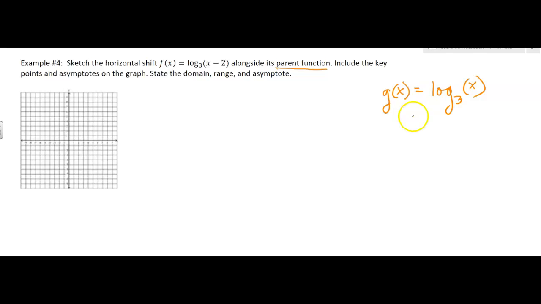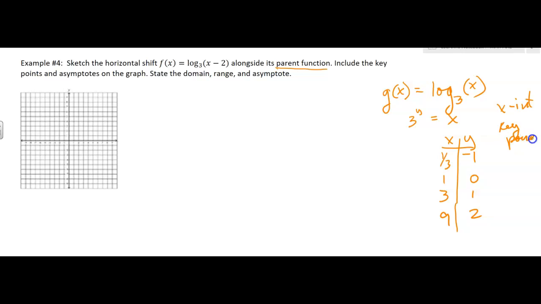Again, you could write that as 3 to the y equals x. You could make a table of values, choosing y values, and calculating the x values. Or you could just think about the x-intercept and the key point. Then you wouldn't have to do a table of values because we kind of know how it's going to look, but you know, it's okay to do a table of values.